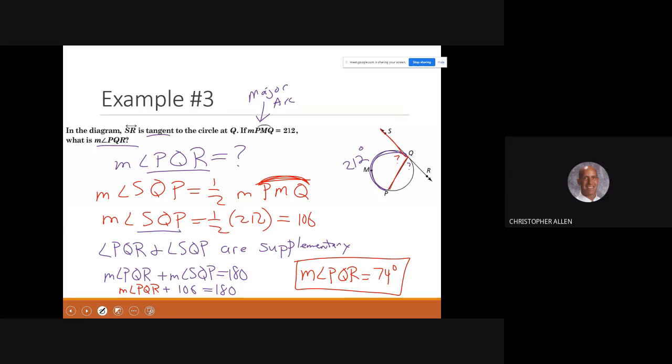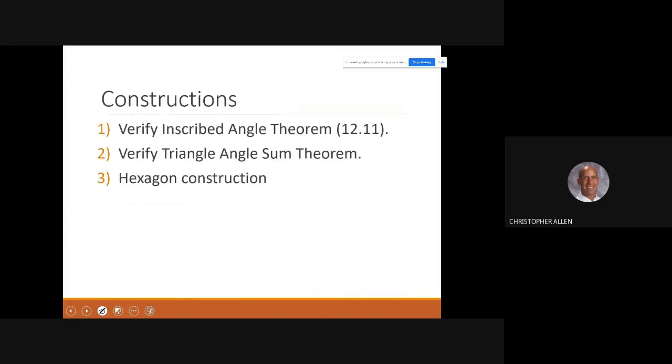While you're working on the exit ticket, I'm going to start passing out some stuff, because what I wanna do, I'm not gonna verify this one right now. I'm actually gonna do this one here, if you guys don't mind. We're gonna do the hexagon construction, just because it's actually the easiest, and anyways, we're getting close to the end of the time anyways.